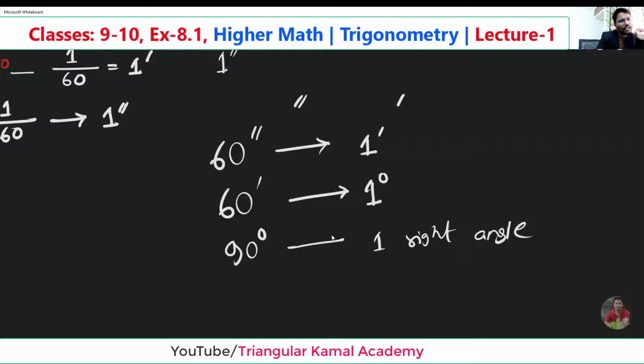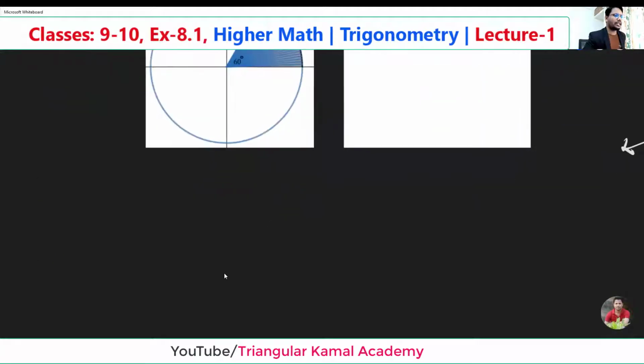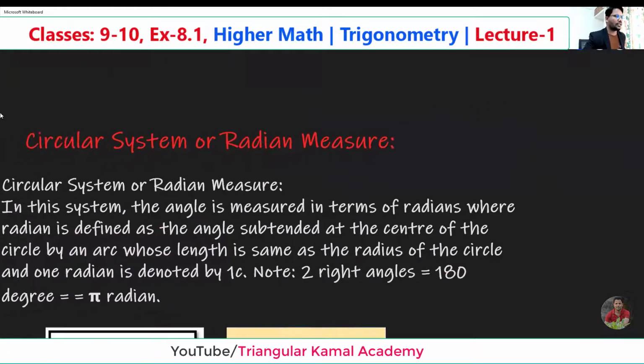So these together are called the angle in the sexagesimal system. In the sexagesimal system, the greatest unit is the degree, the second is the minute, and the smallest is the second. There is another method of measuring angles called the circular system. Basically, the circular system comes from the circle. We will discuss this one here.